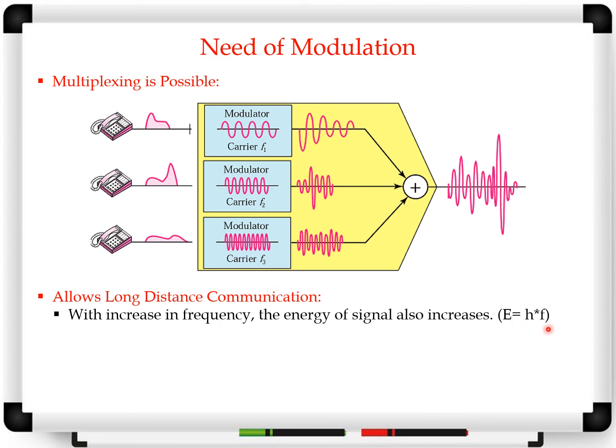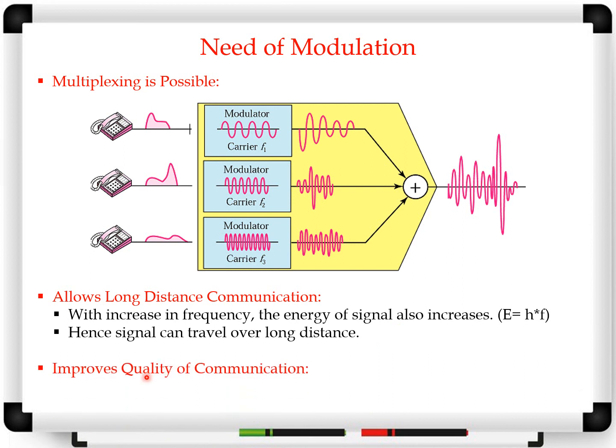If the frequency of the signal is increased, then its energy will also increase. And due to the modulation, the low frequency signal is converted into the high frequency domain. So its frequency will increase and its energy will also increase. And due to the increase in energy, that signal can travel over a long distance. The next, modulation improves the quality of communication. Due to the increase in the energy of the signal and due to the change in the characteristics due to the modulation, the effect of noise is reduced. So that is why it improves the quality of communication.